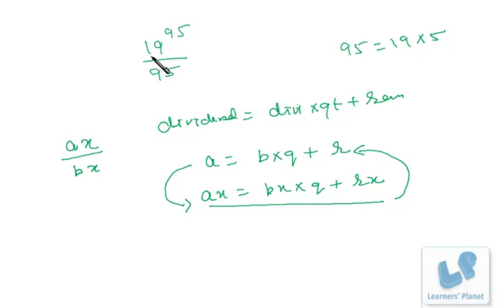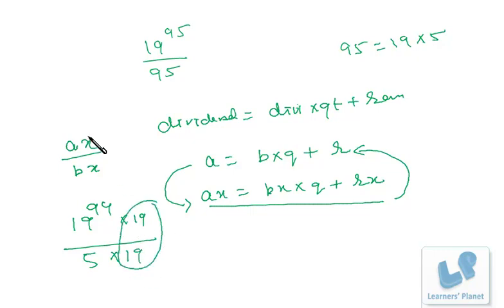Now listen to me carefully. 19 raised to 95, I write as 19 raised to 94 into 19, and 95 I write as 5 into 19. Now this is actually your X. A is 19 raised to 94 and B is 5, and this is your X that I have taken as common. So by using this, I'll be finding out the remainder in this case. Whatever is the remainder, that will be r, and if I multiply that r by this x, that is 19, I'll be getting the remainder of this expression.